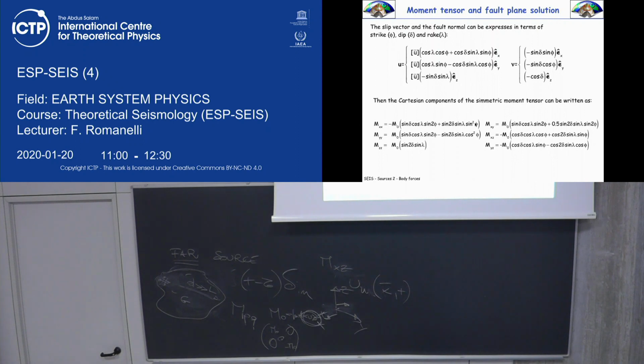Now your question. Okay, you just want to clarify: is all this only for a pure slip dislocation, a pure shear dislocation on a fault that is treated as a point? Yes. Whenever you move away from one of the assumptions, you have to go back to the representation theorem. Do you want to have some explosion? Well, you now have to use MPQ with lambda.